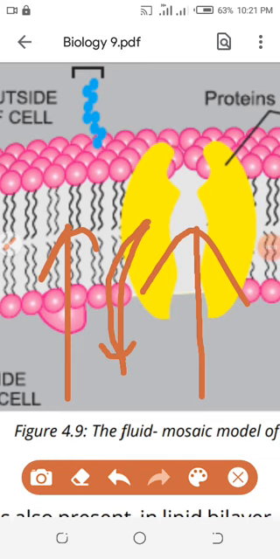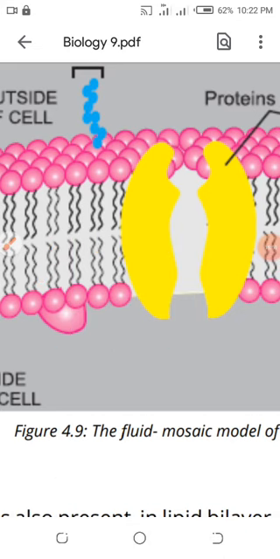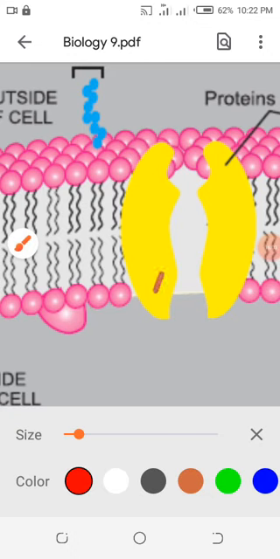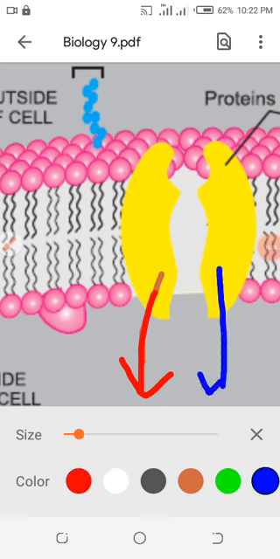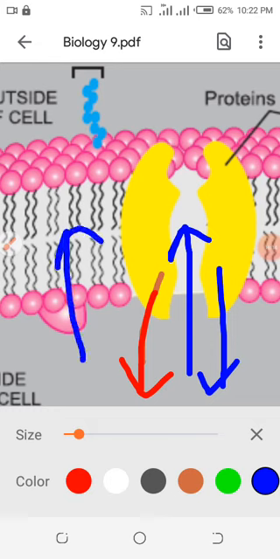I am going to define this reaction again and again, so don't worry about that. This is the protein, and it will allow the polar molecules to enter. Non-polar molecules will enter through the lipid layer, the bilipid layer.